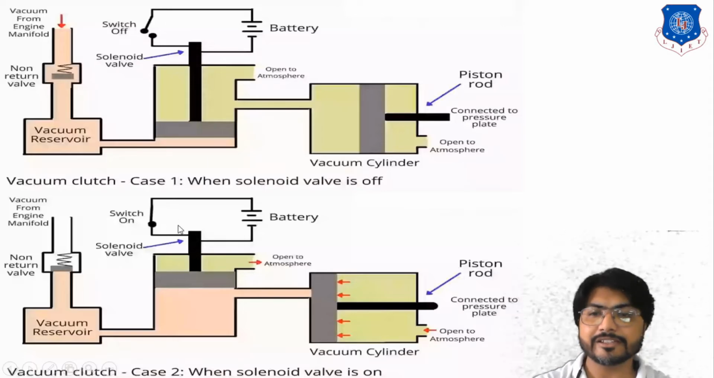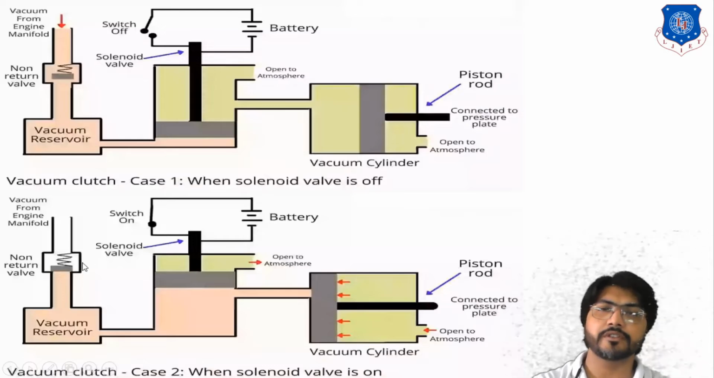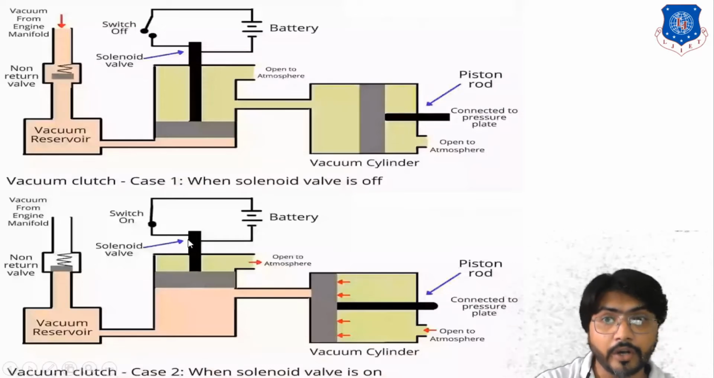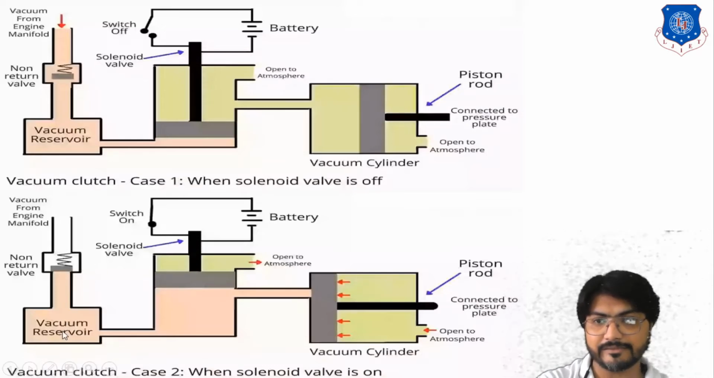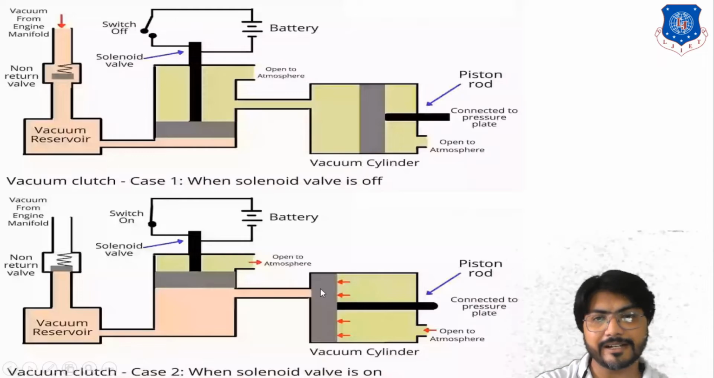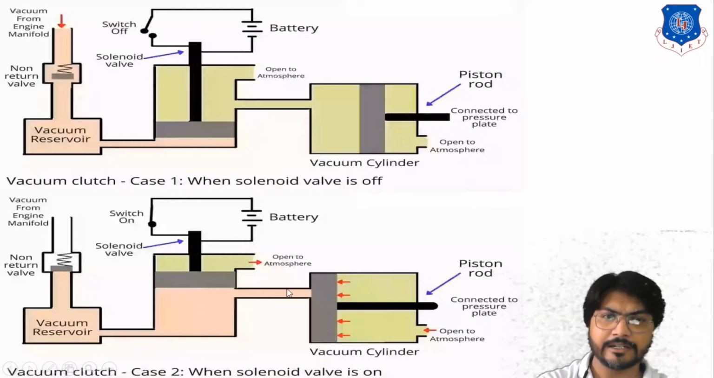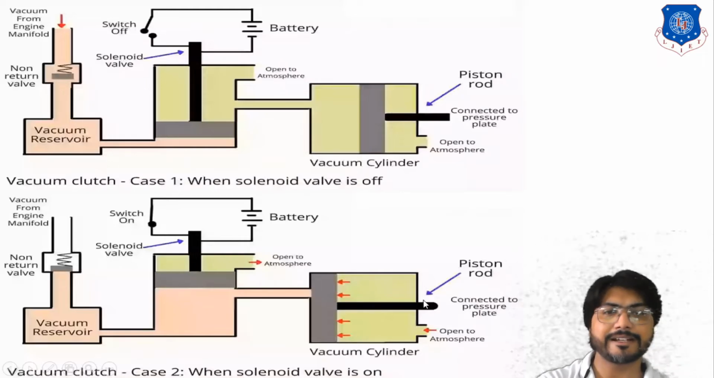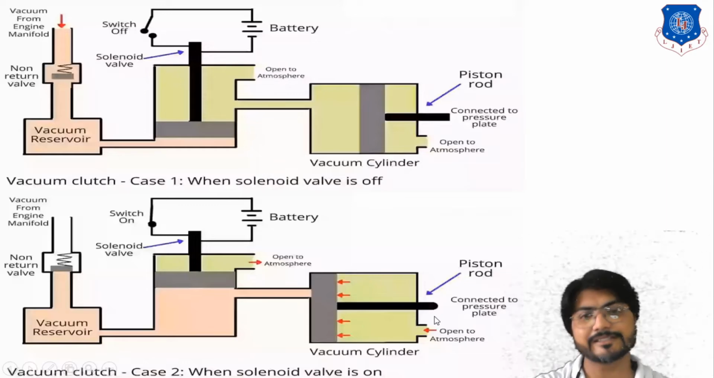Next, case 2, when the solenoid valve is on. When the solenoid valve is on, this is the connection, and the vacuum is stored in this vacuum reservoir. The vacuum pressure acts on the piston rod, which is connected to the pressure plate, so it is in the disengaging condition.